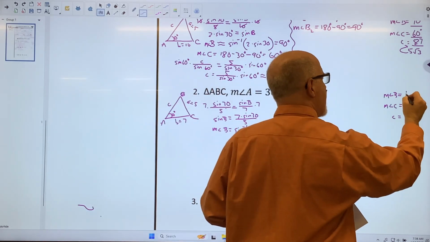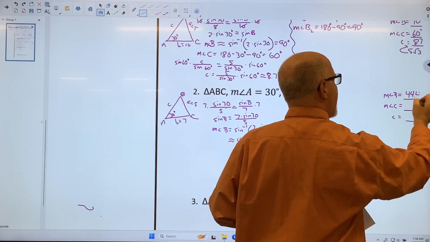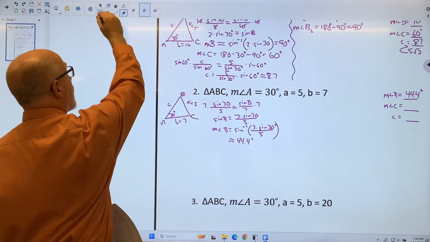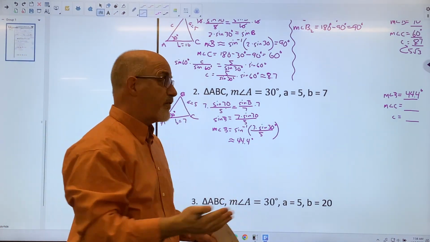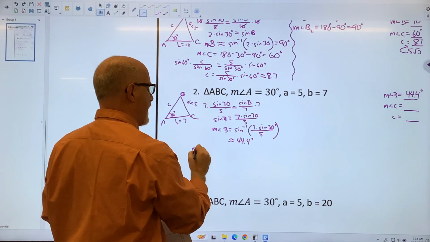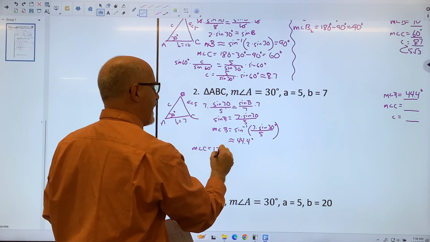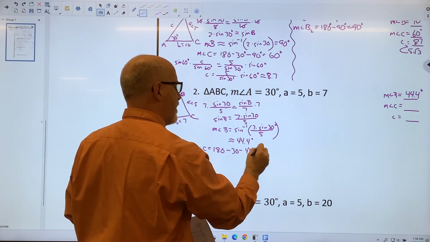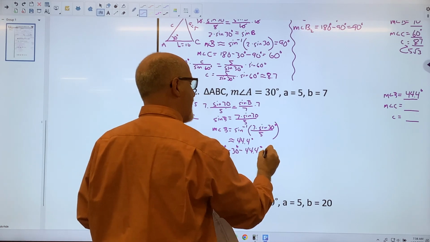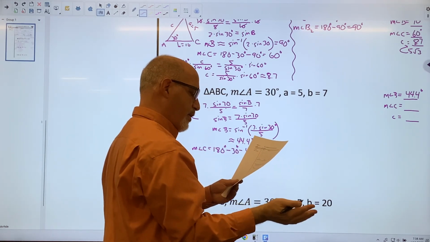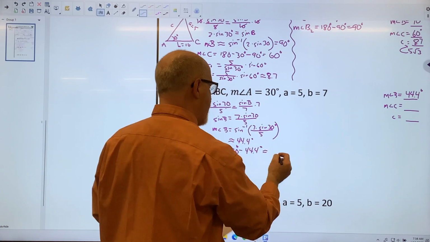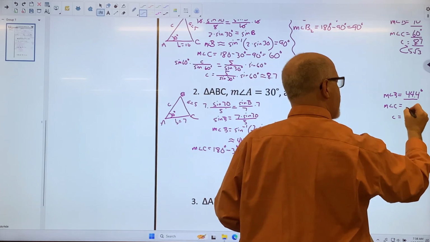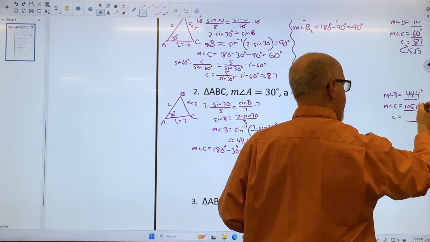So that's my first angle B here. Now I'll come back later to see if there's a second one. I'm going to finish this case first and find the other information. So let's find angle C. The measure of angle C is going to equal 180 minus the original 30 minus 44.4. If I calculate that, because I've already rounded, I get approximately 105.6 degrees. So angle C here is 105.6.